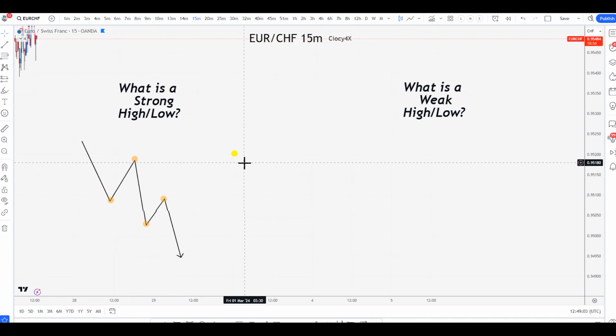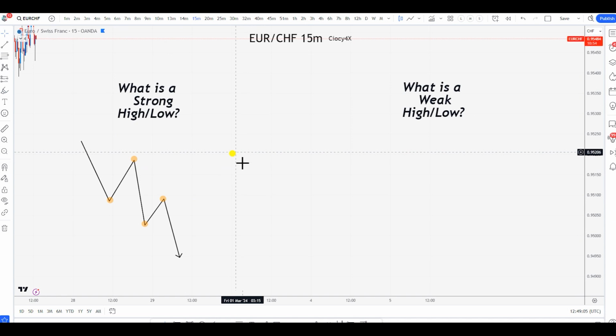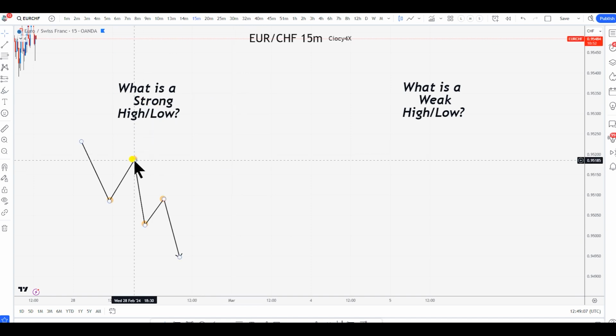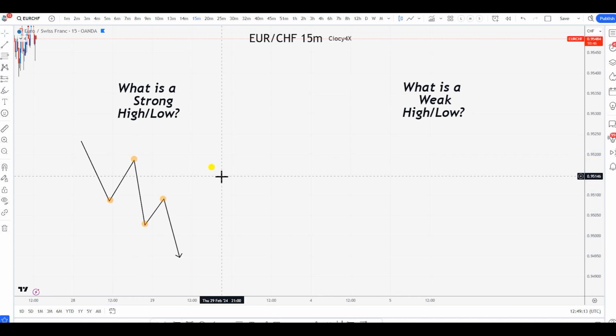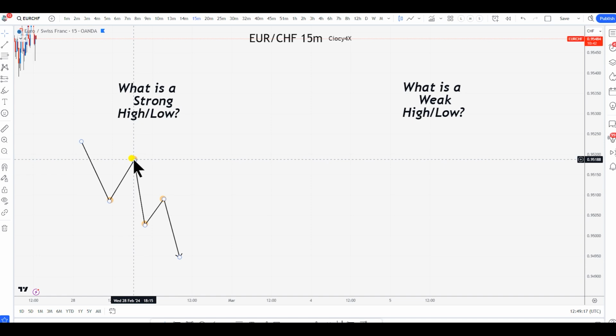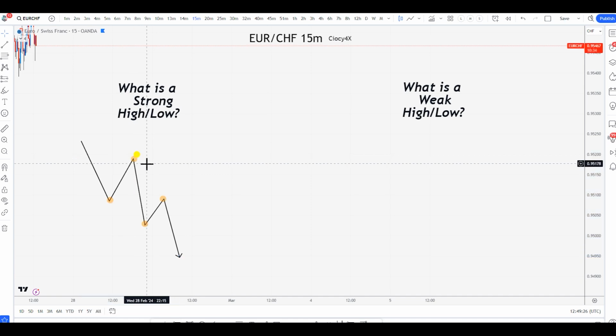Now, how can you classify a strong high and what are the criteria for it? Based on this drawing, there is only one thing that can tell you that this is a strong high, and in my opinion, that's the most important one. But wait a second, before we get to that one, I want to tell you also how a strong high can be classified from different points of view from other traders.